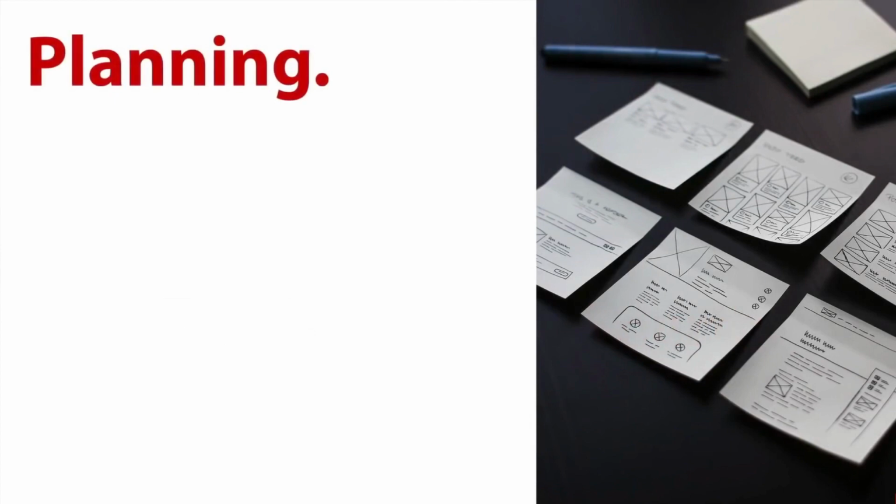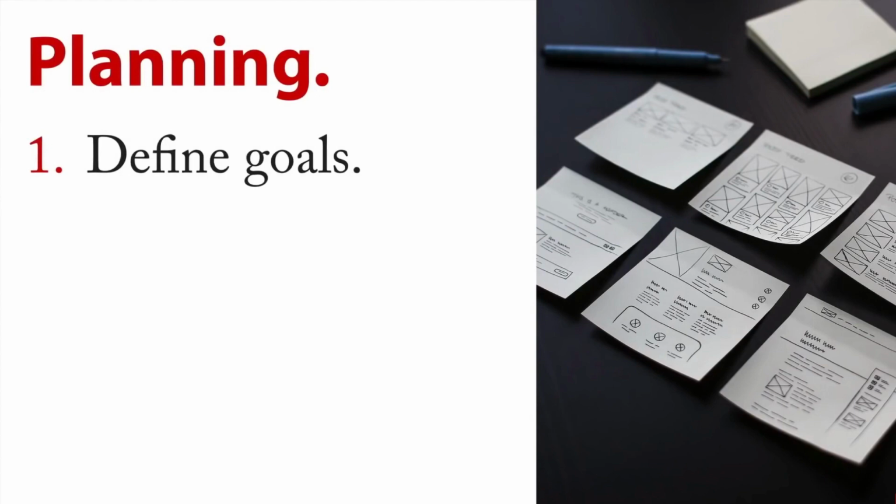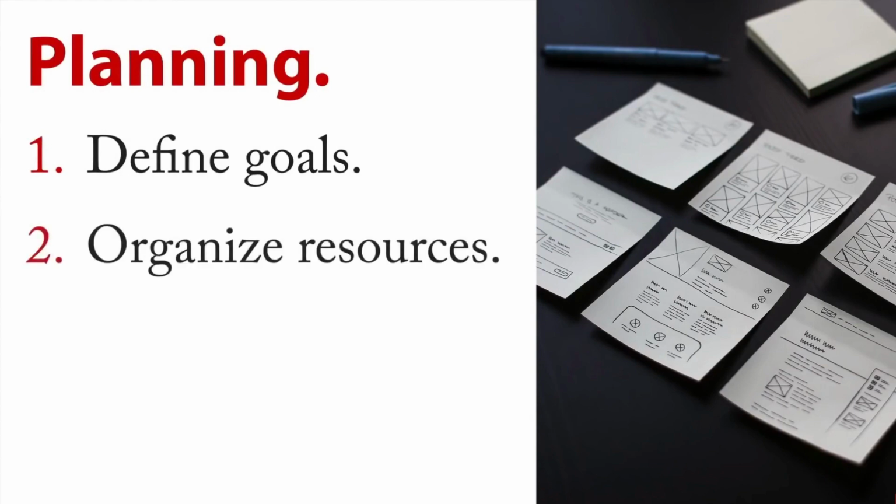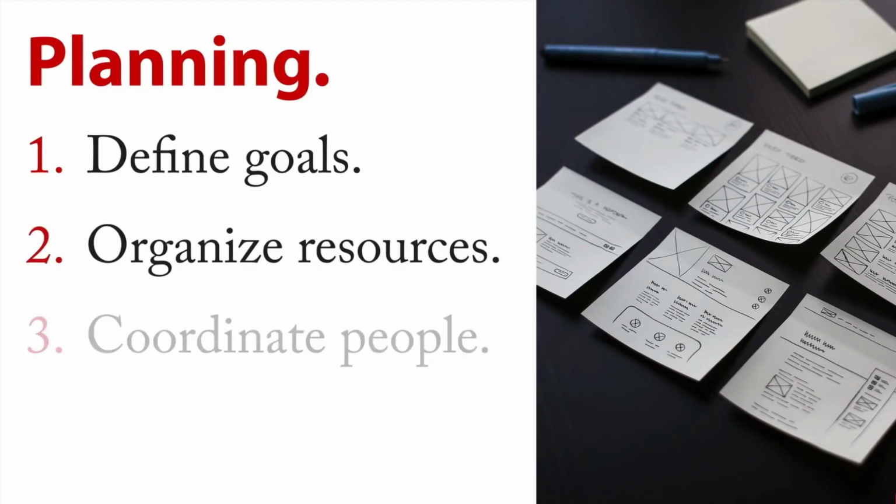First, let's talk about planning. The first thing you need to do is define the goals of your project, so you know how to use your resources well, and also so you know when you're done. Second, you need to organize your resources. You might have data from several different sources, different software packages, and different people, which gets us to the third one: you need to coordinate the people so they can work together productively.